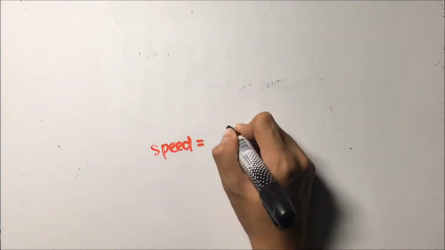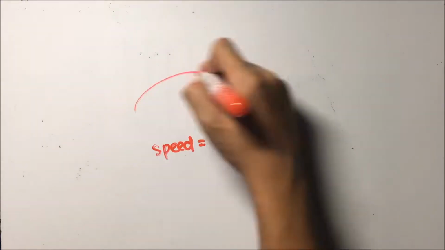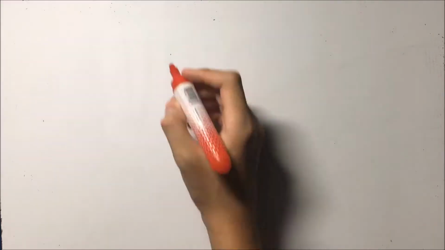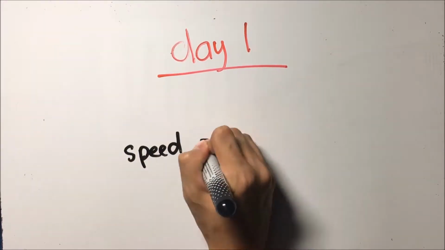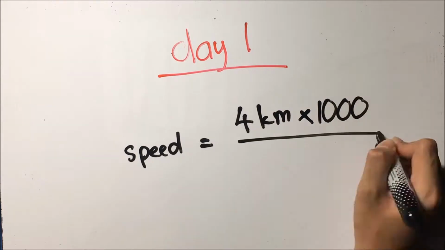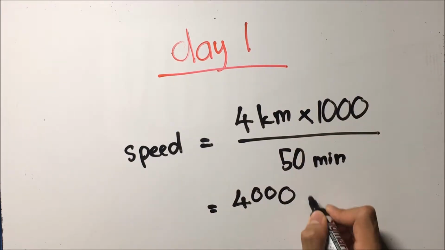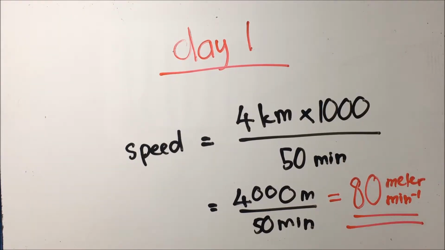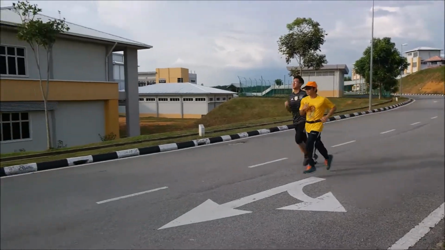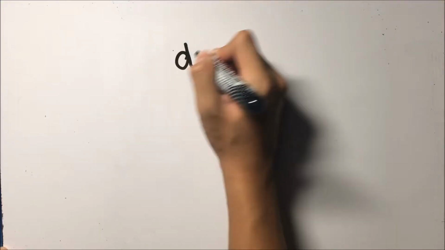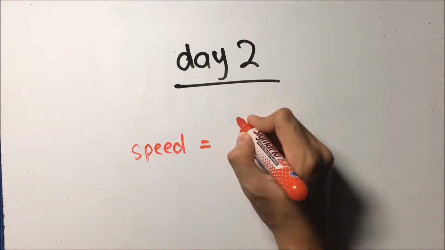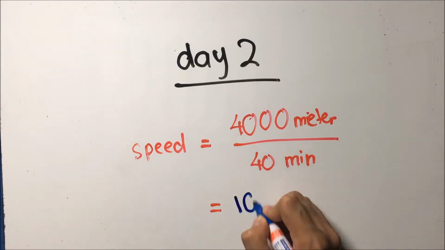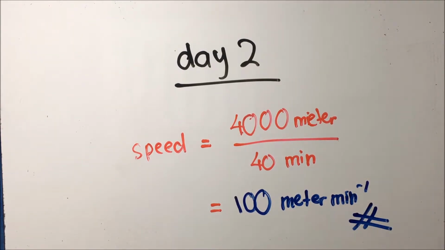Well, first of all, you need to consider the formula of speed. For day 1, we ran for 4,000 meters in 50 minutes. So by calculating all of this, we will get 80 meters per minute. For day 2, we ran the same distance, 4,000 meters, but in 40 minutes. Thus, by calculating all of this, we will get the speed for the second day.